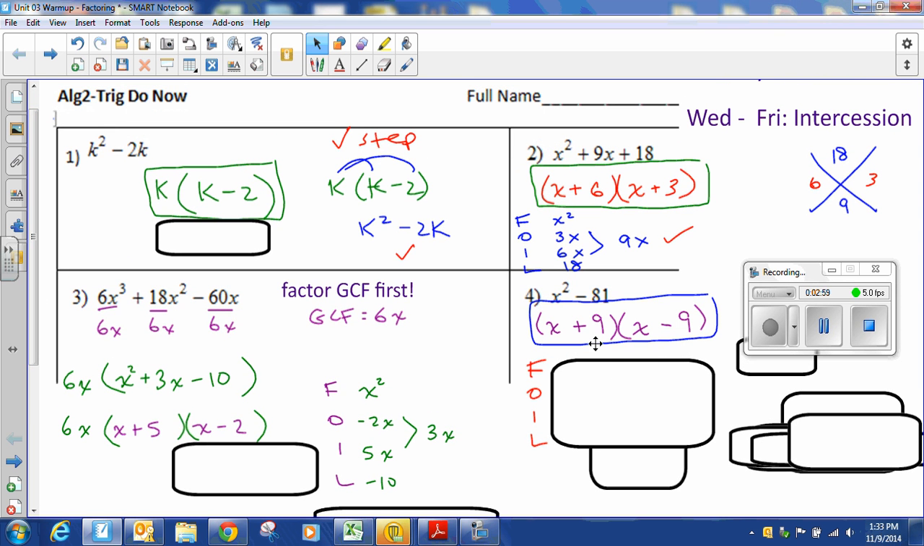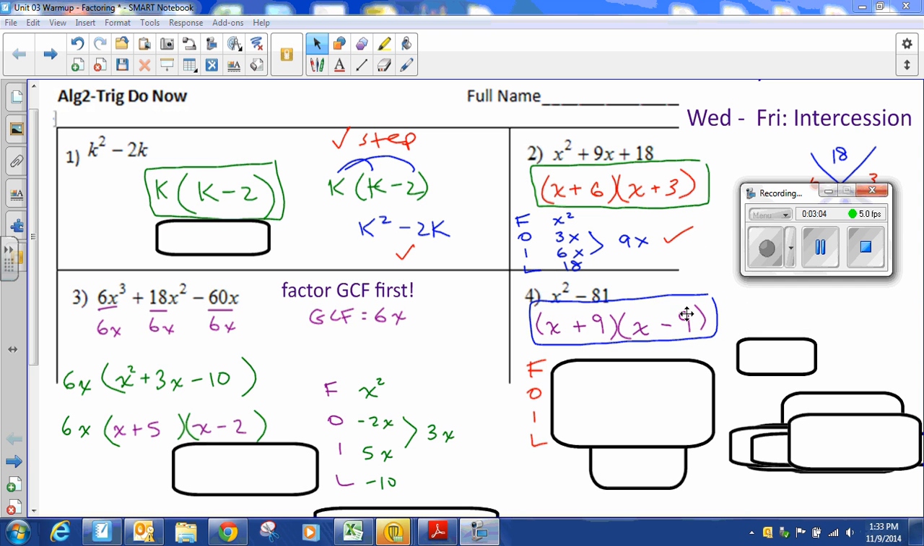Okay, our fourth example. This follows the format of a difference of perfect squares. Difference means minus, and perfect squares means x squared is a perfect square, and 81 is a perfect square. The answer is always a binomial with each leading term as the square root of the first term, so the square root of x squared is x. And the second term is the square root of 81, the second term in the original expression, which is 9 and 9, and the signage is always one plus and one minus.